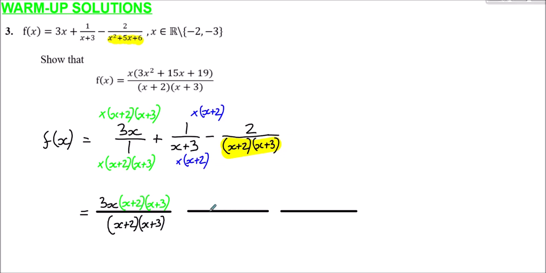The middle one will become 1 times x plus 2, which of course is just going to be x plus 2. So that's just going to become x plus 2 all over x plus 2 times x plus 3. And the last one, we can just leave as it is for now. So minus 2 all over x plus 2, x plus 3.